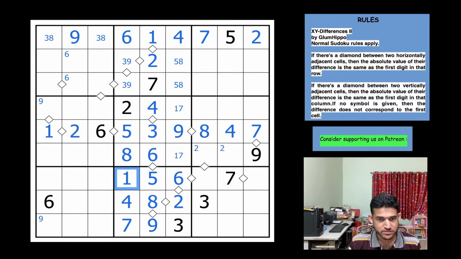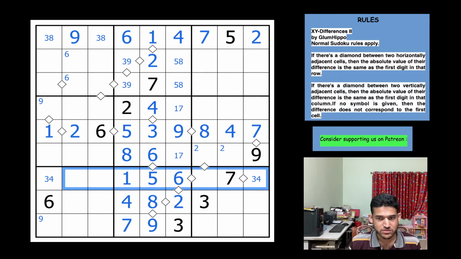Now look at this cell. This is also very restricted. It can only be 3, 4 and 8. And if it's 8, then 1 is forced in row 7, column 1, not possible. So it's a 3 or a 4. If it's 3, this is 4. If it's 4, it is 3. 3 4. Excellent.